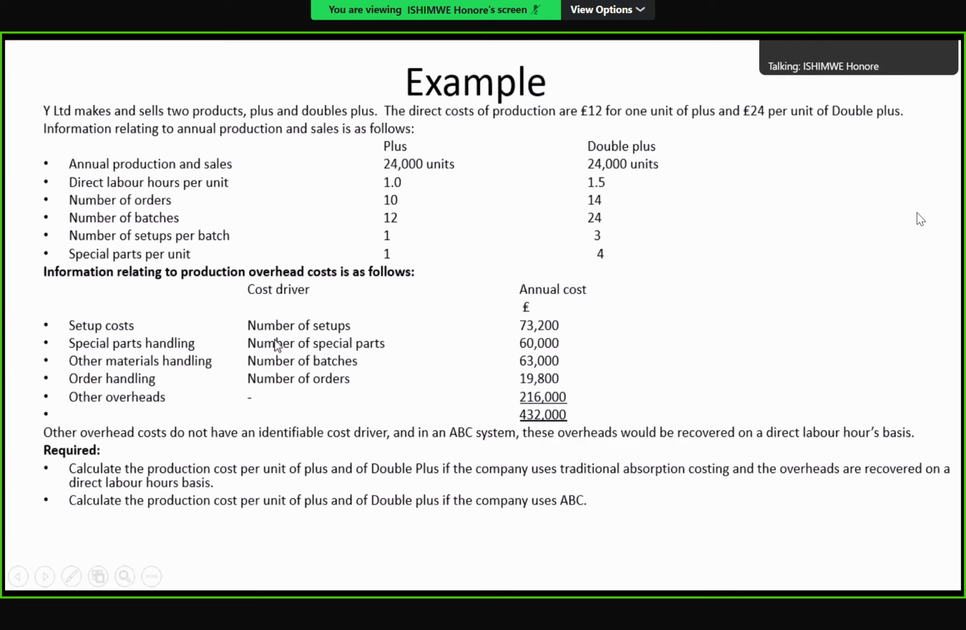Now, other overheads: you see, we don't have a cost driver for other overheads. But they say the annual cost is 216,000.